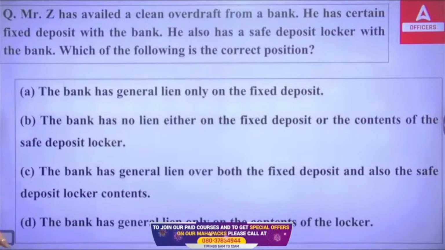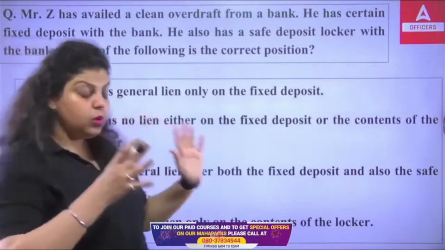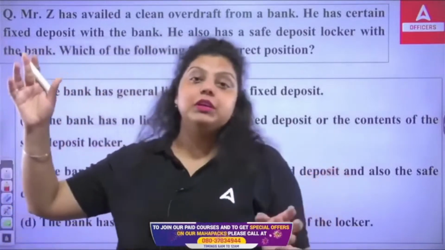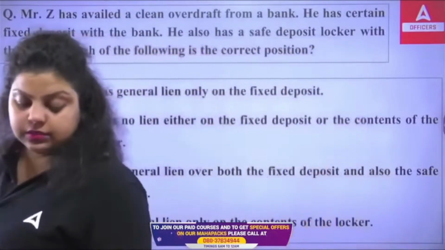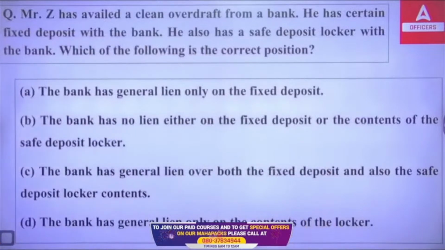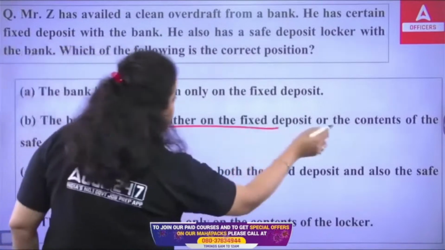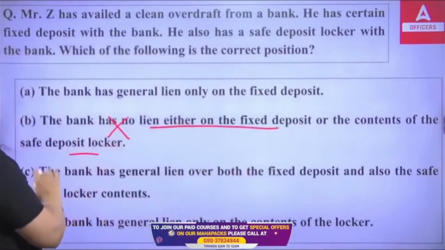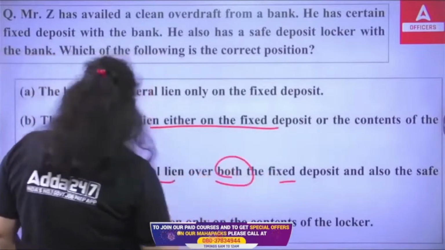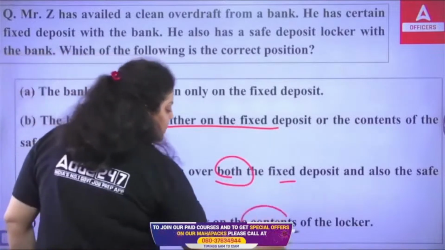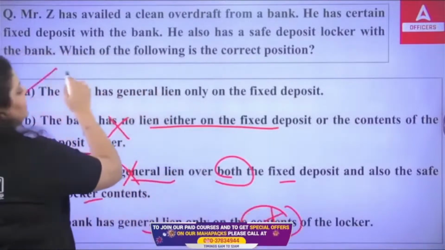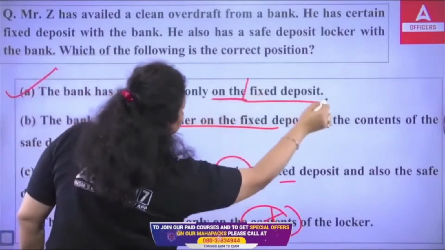So a lien is simply when the bank has a right on the collateral until and unless the customer repays the loan to the bank. Okay. Now let me know which of the following is correct. So first of all, the bank has no lien either on fixed deposit or the contents of the safe deposit locker. No. The bank has general lien over both the fixed deposit and also the safe deposit locker content. Not possible. The bank has general lien only on the content of the locker. No.